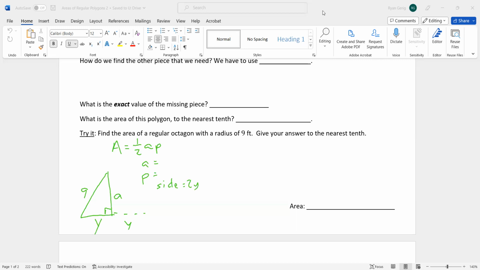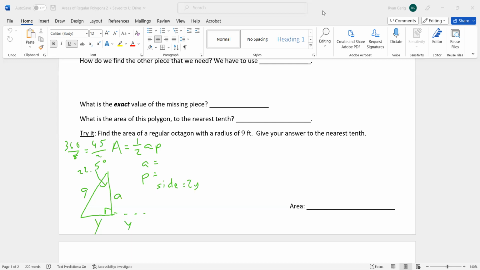Now I want to find my perimeter and my apothem. To do that, I need my angle. So an octagon has 8 sides. So 360 divided by 8 gives me 45. And then the apothem cuts that in half, and I get 22.5 as my angle. So 22.5 degrees is right there.